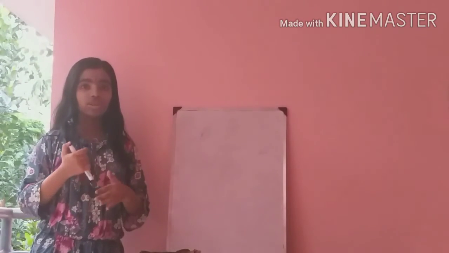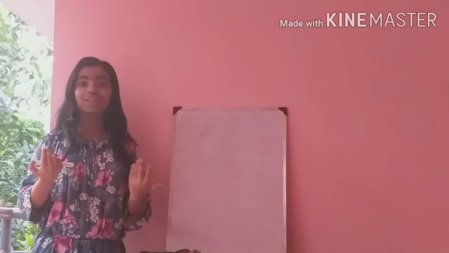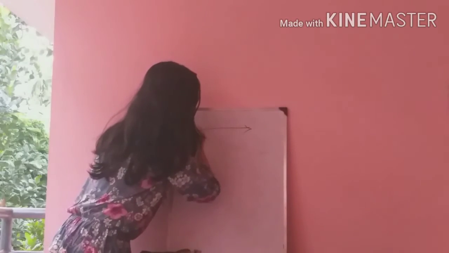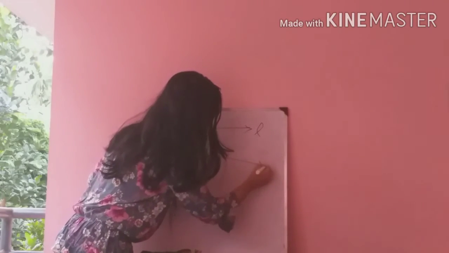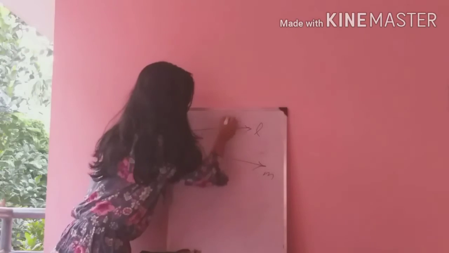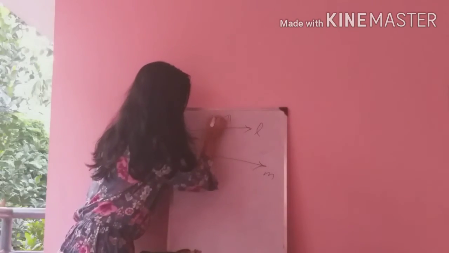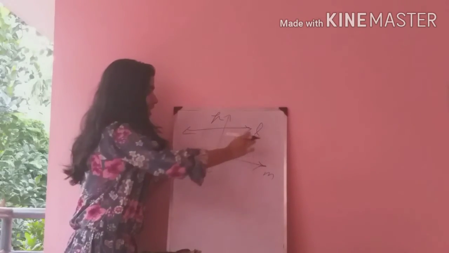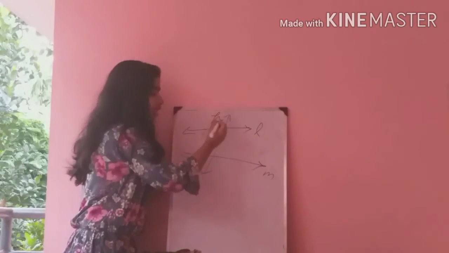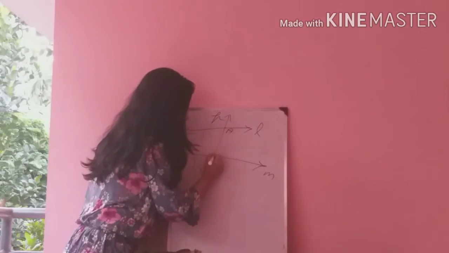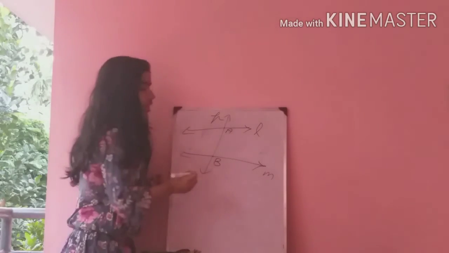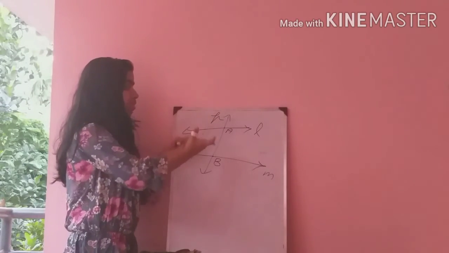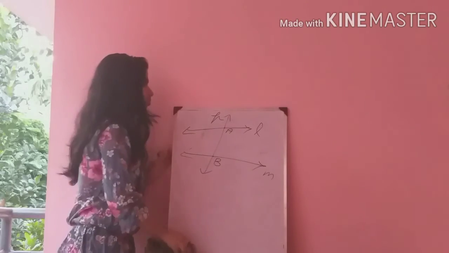A line which intersects two lines at two distinct points is known as a transversal. This is line L and this is line M. This is line P. The transversal P intersects the lines L and M at two different points A and B. In the next video, we will be seeing about the different types of angles the transversal makes.